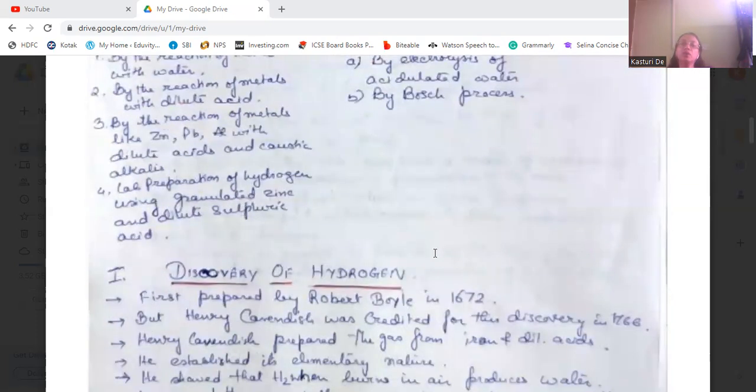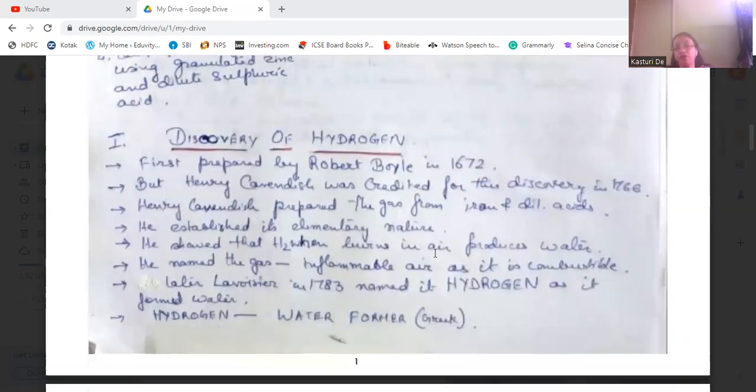So first we come to the discovery of hydrogen. It was first prepared by Robert Boyle in 1672. Robert Boyle prepared it first in 1672. But the credit of the discovery of hydrogen goes to Henry Cavendish, for this discovery in 1766. He prepared this gas from iron with dilute acids, and he established its elementary nature.